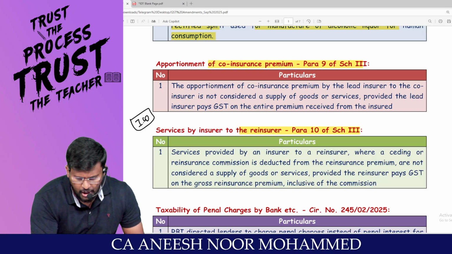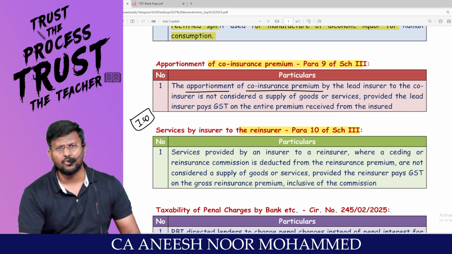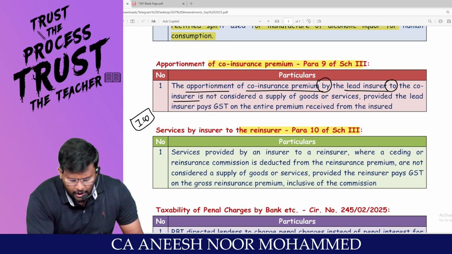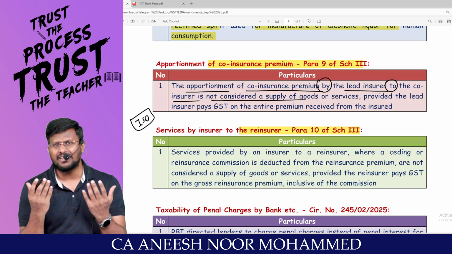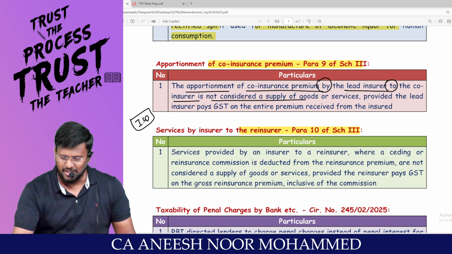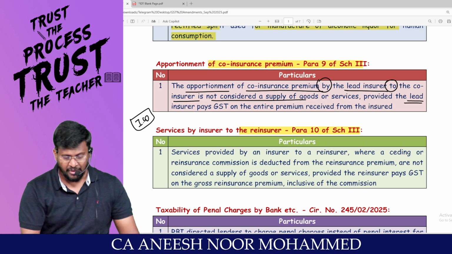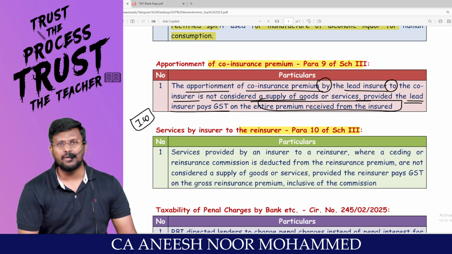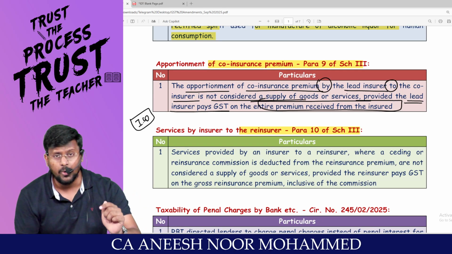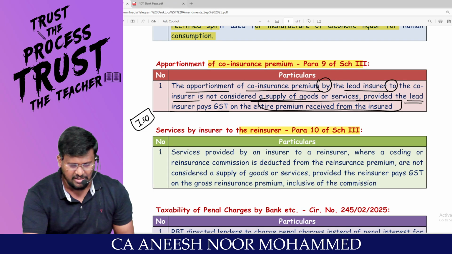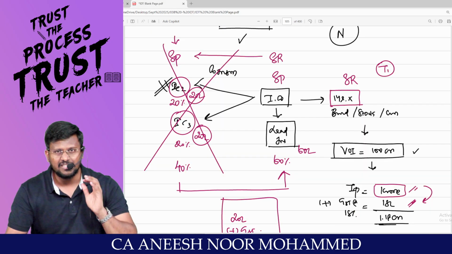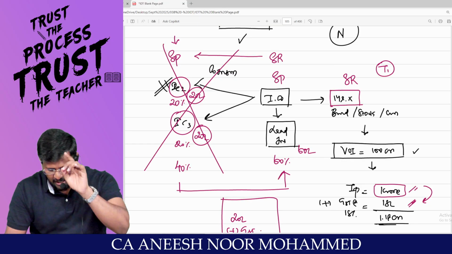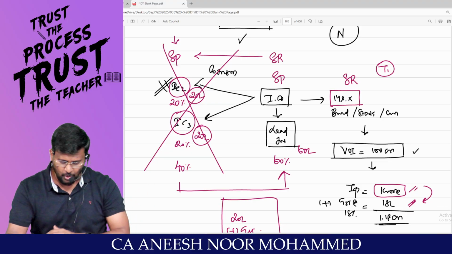The apportionment of co-insurance premium by the lead insurance company to the co-insurers is considered neither as supply of goods nor as supply of services, provided with one condition: the lead insurance company pays GST on the entire premium received from the insured. Insured means the person actually receiving the services. Beautiful amendment, sir. Some sense is there, because in order to remove the cascading effect, they have introduced this part. Super, sir. So I'm consolidating.